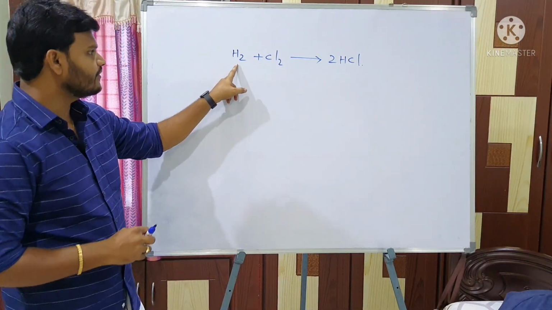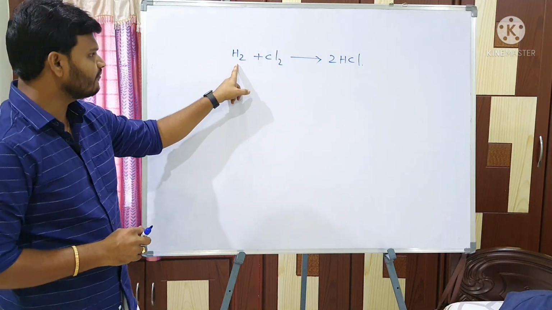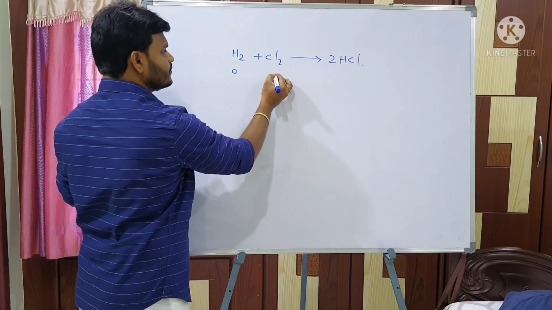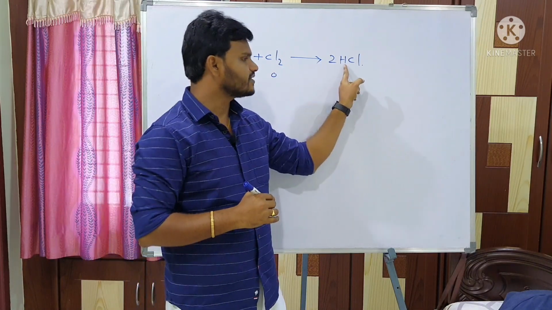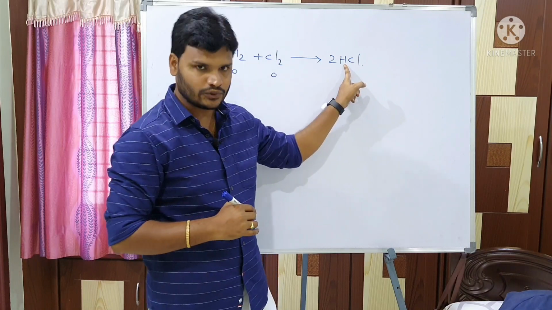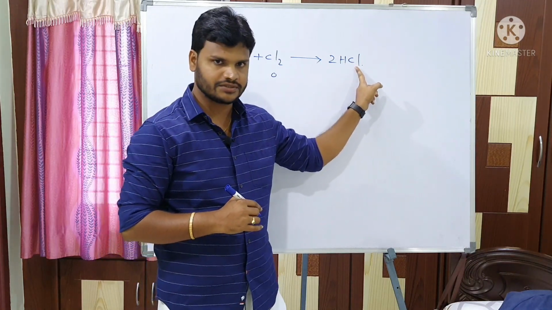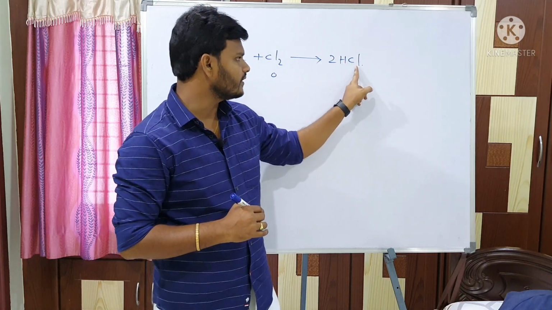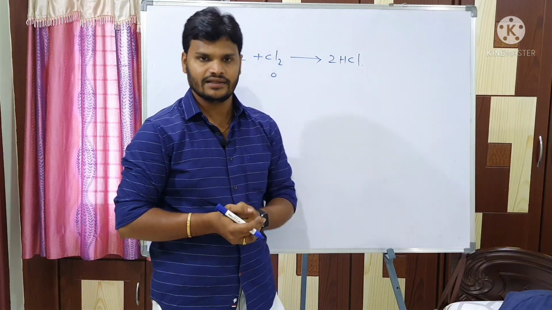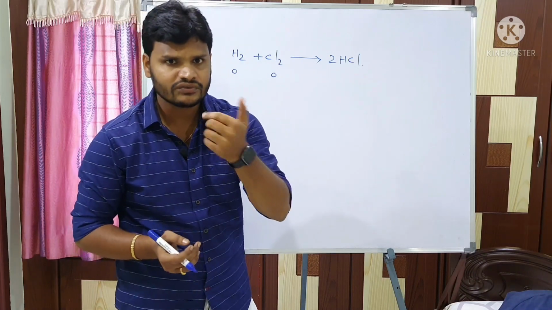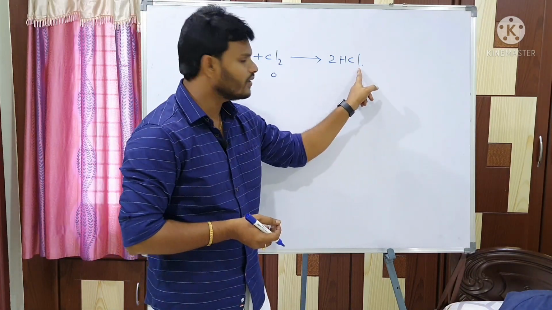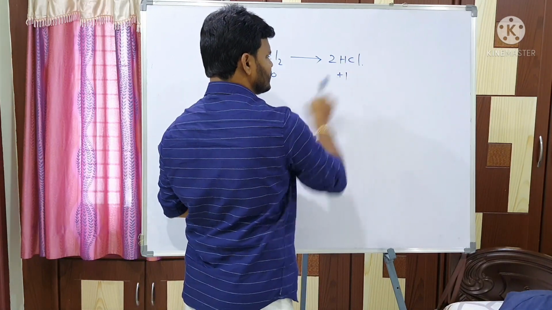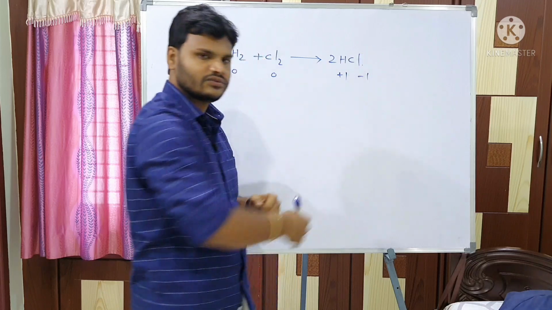What is the oxidation state of H2? Already I told you, elemental form, molecular form, is always 0. So this is 0, and this is also 0. What about H in HCl? Generally H gets a positive charge and Cl gets a negative charge. Why? Because there is an electronegativity difference. Out of the 2, hydrogen is less electronegative, and less electronegative usually gets a positive charge, while chlorine is more electronegative, and more electronegative usually gets a negative charge. That's the reason hydrogen's oxidation state is +1 and chlorine's oxidation state is -1.